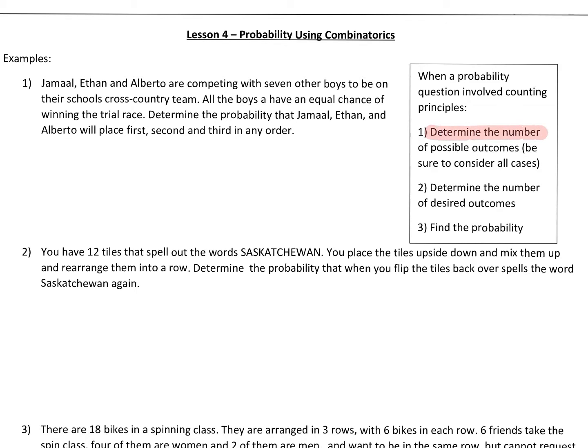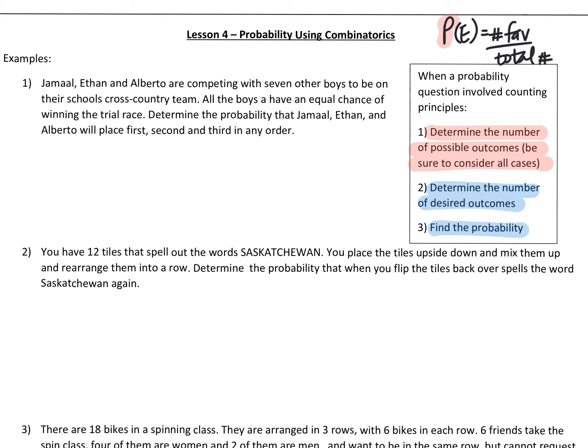You need to determine the number of possible or favorable outcomes. Be sure to consider all cases. Determine the total possible outcomes, and then find the probability, okay? So the probability formula, where it is the probability of an event, is the number of favorable out of the total number. That doesn't change, okay? It's just that it's going to be a little bit tougher maybe to find the number of favorable and the total number of outcomes in these questions.